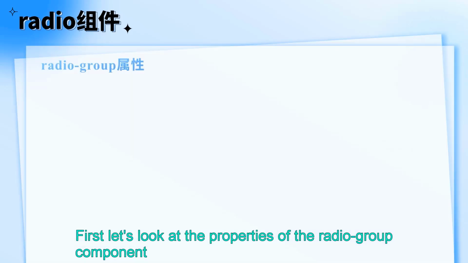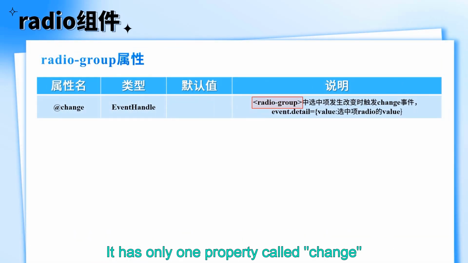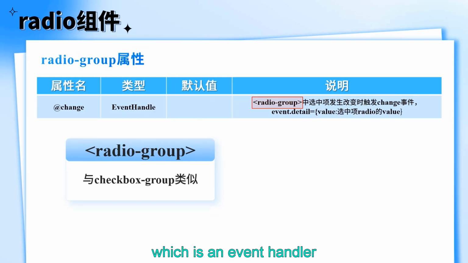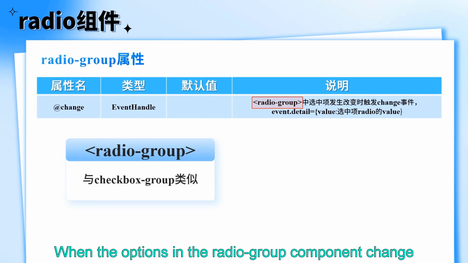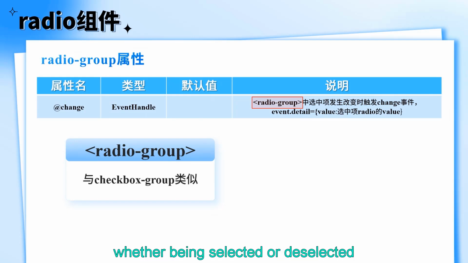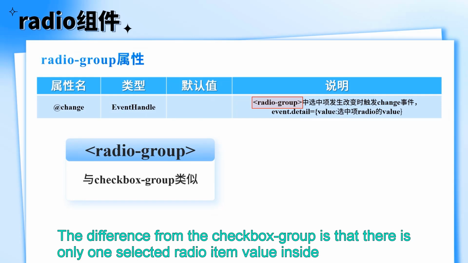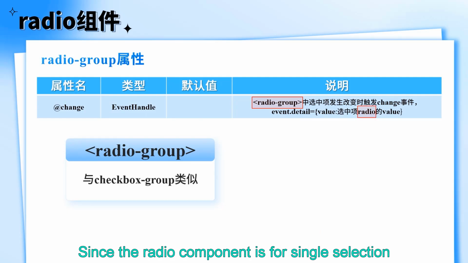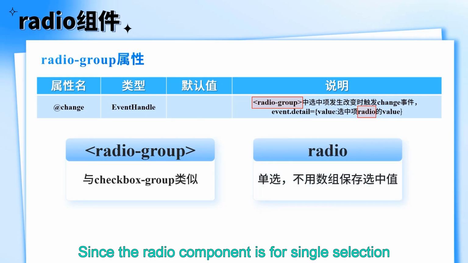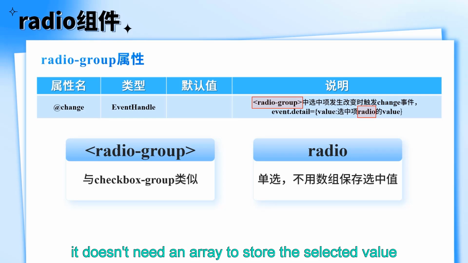First, let's look at the properties of the radio group component. It has only one property called change, which is an event handler, similar to the checkbox group component. When the options in the radio group component change, whether being selected or deselected, it triggers the change event. The value comes from event detail value. The difference from the checkbox group is that there is only one selected radio item value inside. Since the radio component is for single selection, it doesn't need an array to store the selected value.